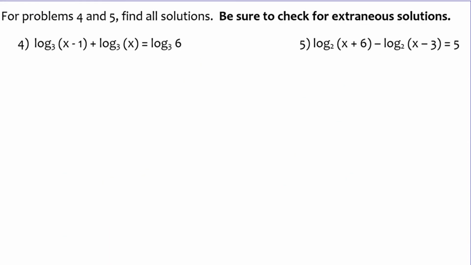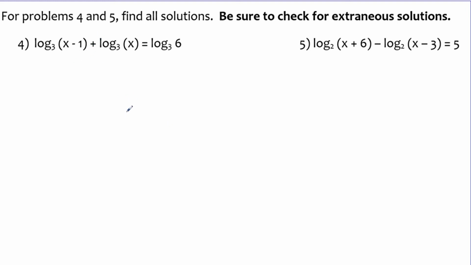Okay, problem number 4 and problem number 5 are basically saying solve, okay? And I'm putting big bold letters here: check for extraneous solutions. That means anything that doesn't work inside of a log, we have to throw away. Okay, so our first problem, I see logs on the left and logs on the right, and we have a 1-to-1 property that says if you can get it down to 1 log on the left, 1 log on the right, you can throw away the logs. So we're going to do that.